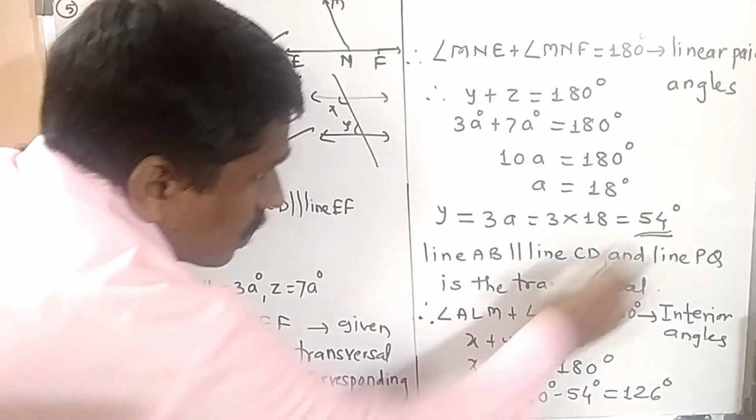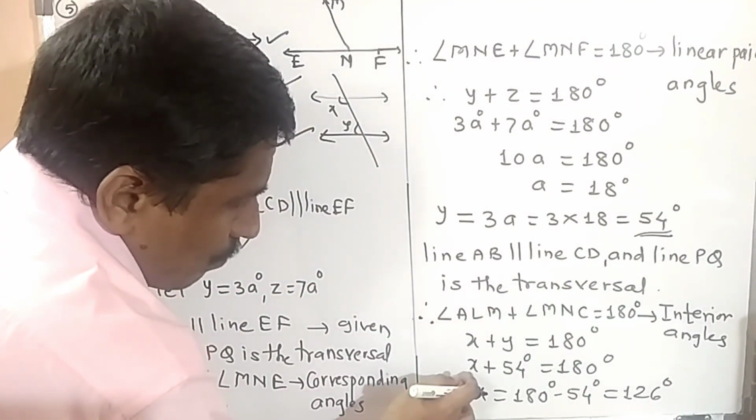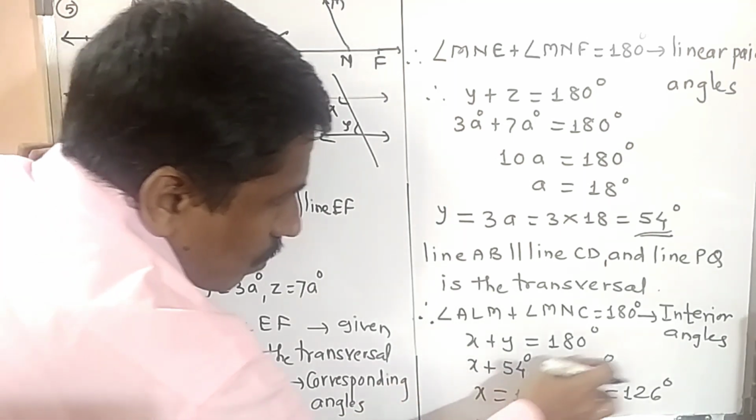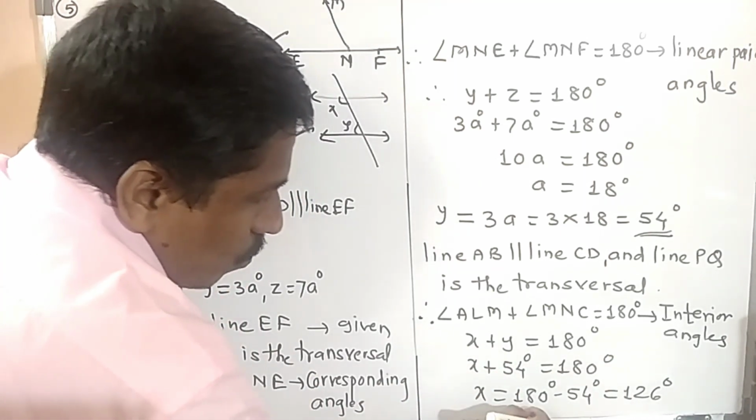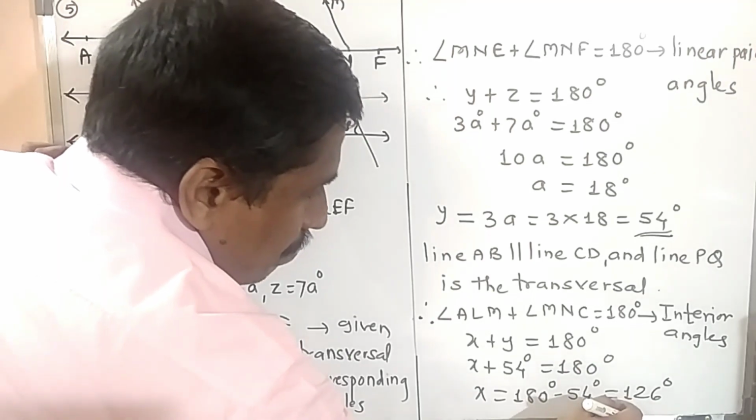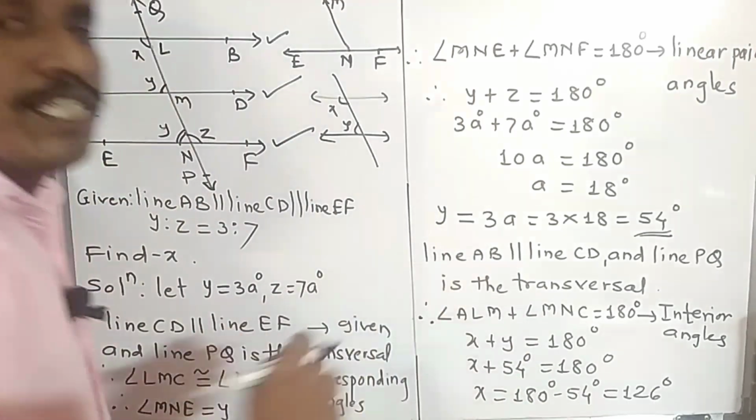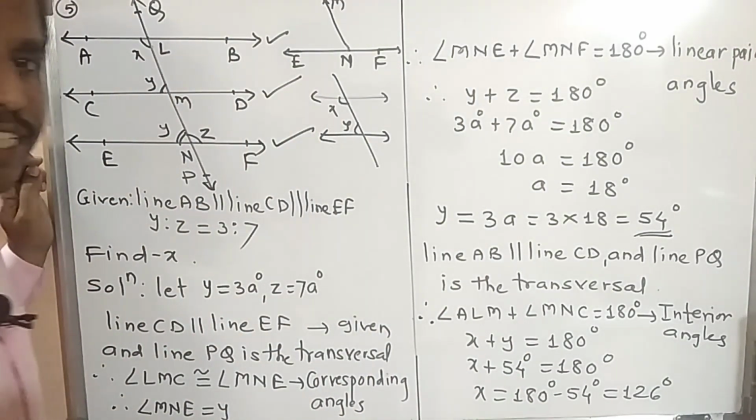I know that Y is equal to 54 degrees. Therefore, X plus 54 is equal to 180 degrees. X is equal to 180 minus 54. Therefore, X is equal to 126 degrees.